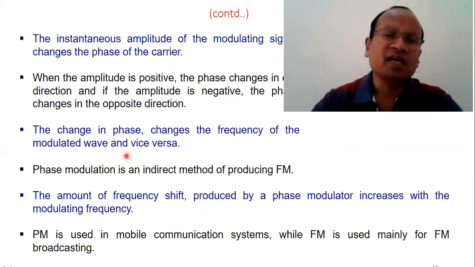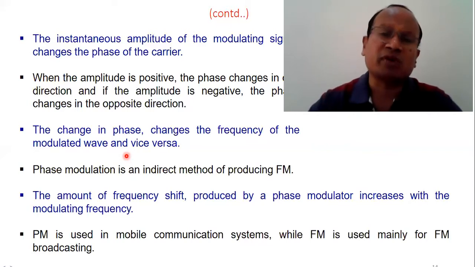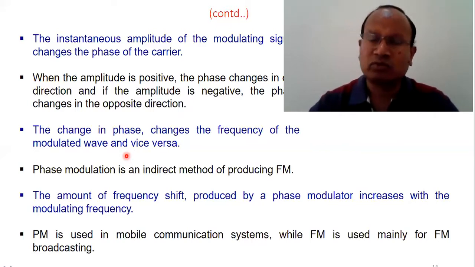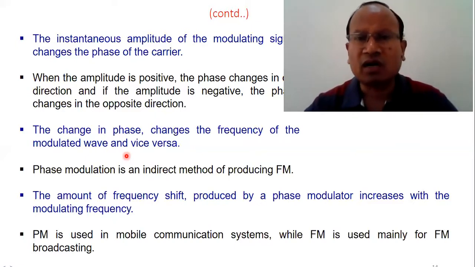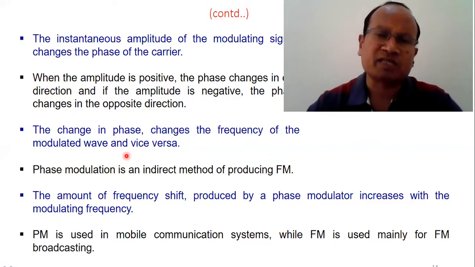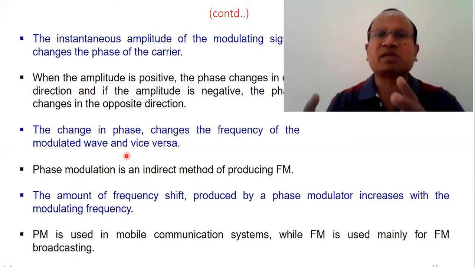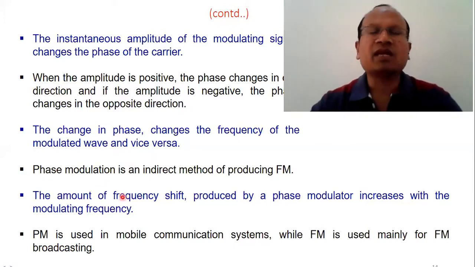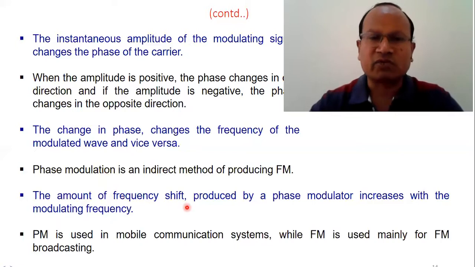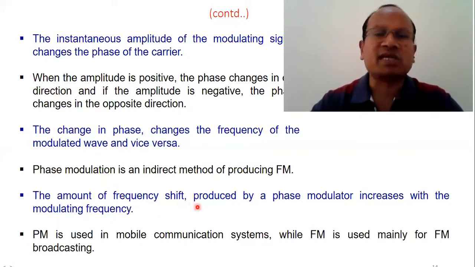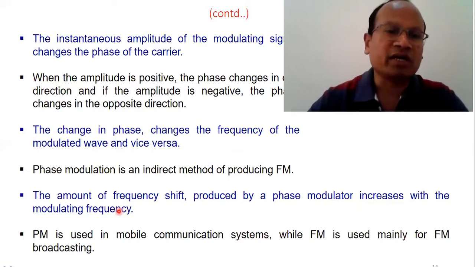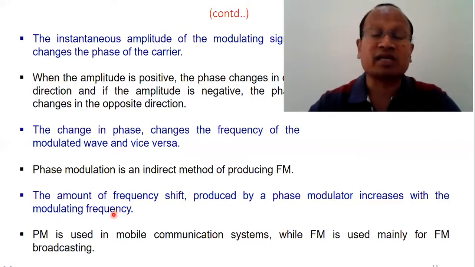So phase modulation is actually an indirect method of producing FM. When you apply phase modulation, that is what we have seen in the previous expression, the angle is actually changing, and then indirectly we are having the expression of frequency modulation. We will do the mathematical analysis in the subsequent lecture. The amount of frequency change produced by a phase modulator increases with the modulating signal voltage.